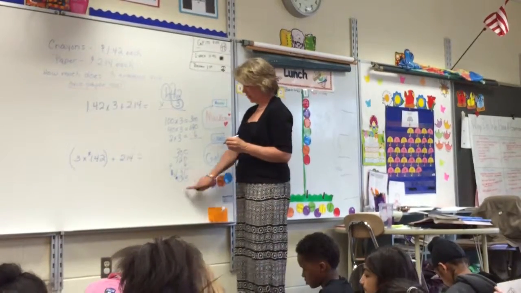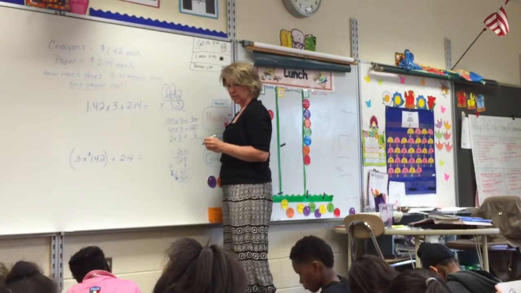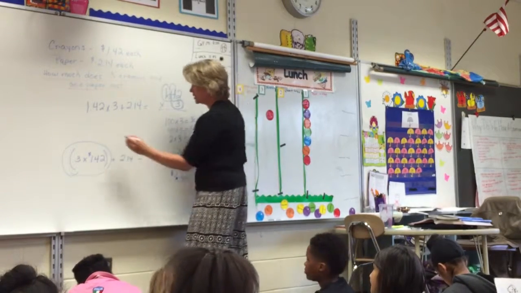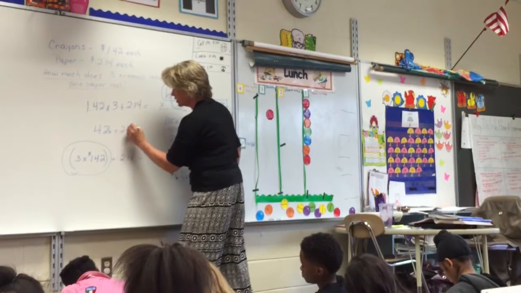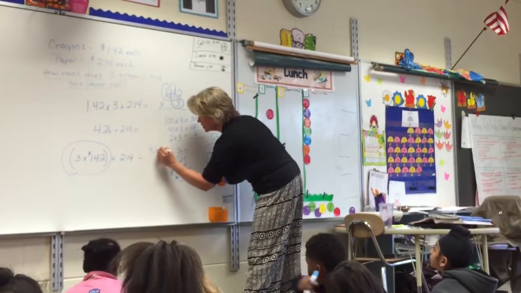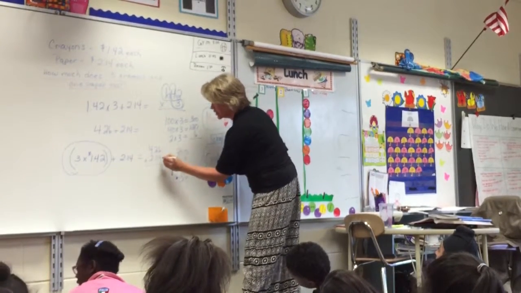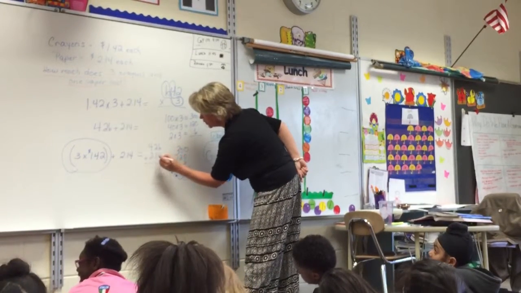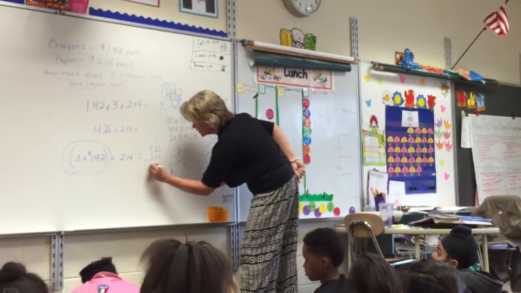So then what do we do? Zoe, what do we do after that? What do I do with this $4.26? Add it to 2.14. Oh, you're right. So I take this and I'm replacing it with this. So I have $4.26, but I still need to add $2.14. So if we do that, we have $4.26, $2.14, and I add those together. So 6 plus 4 is 10. 2 plus 1 is 3 plus 1 is 4. 4 plus 2 is 6. I bring down my decimal point.